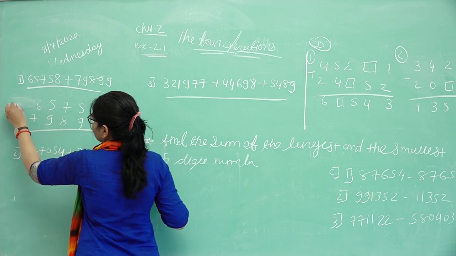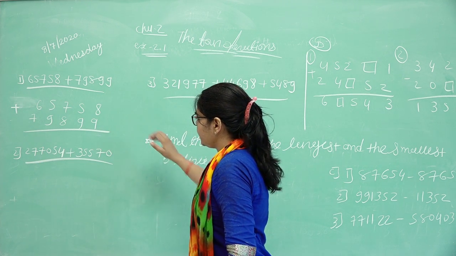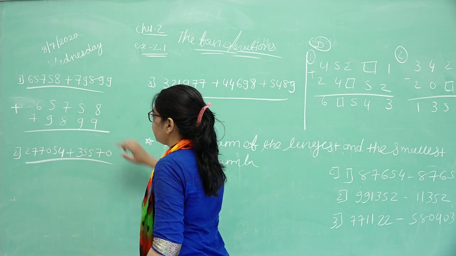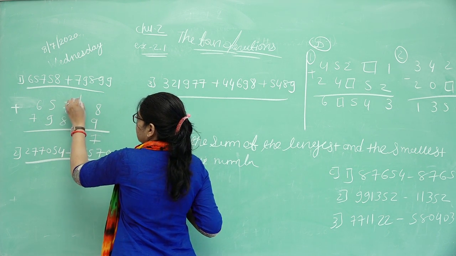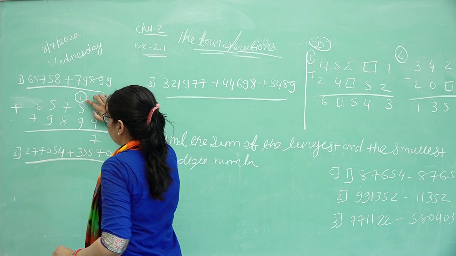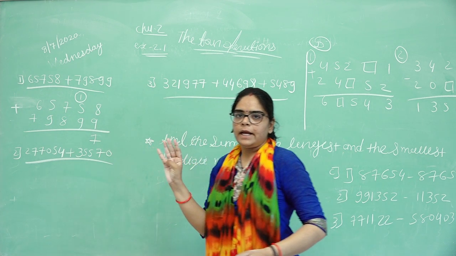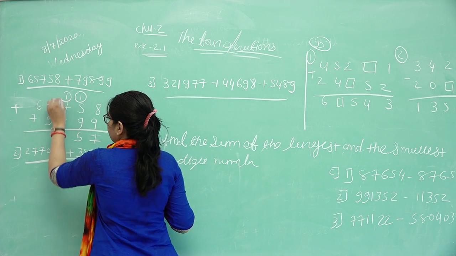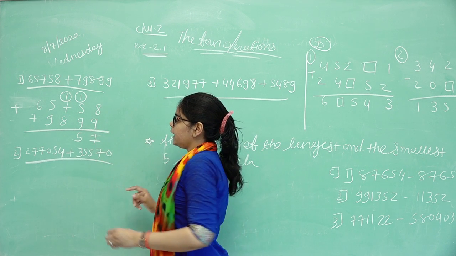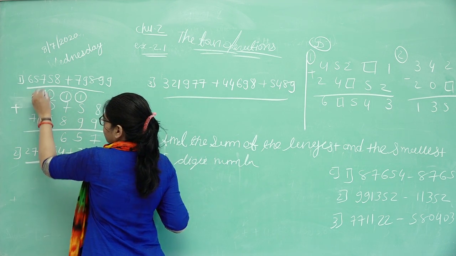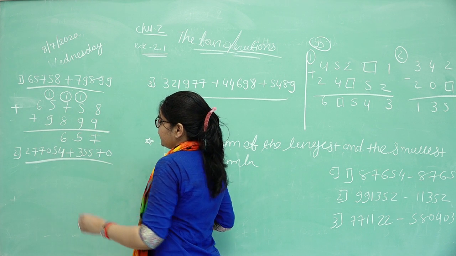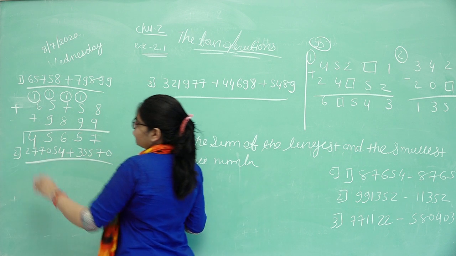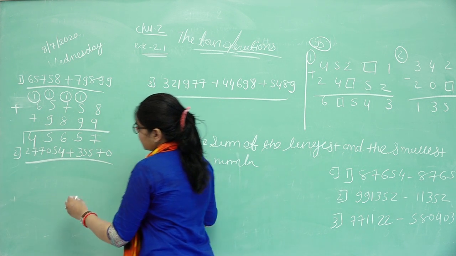Okay, then after do addition. 8 plus 9, 17, 7 here, 1 carry over. 5 plus 1, 6, 7, 8, 9, 10, 11, 12, 13, 14 and 15. 5 here, 1 carry over. 7 plus 1, 8, 8 plus 8, 16, 6 here, 1 carry over. 9 plus 1, 10, 10 plus 5, 15, 5 here, 1 carry over. 7 plus 7, 14. Okay, let's go with our second example.